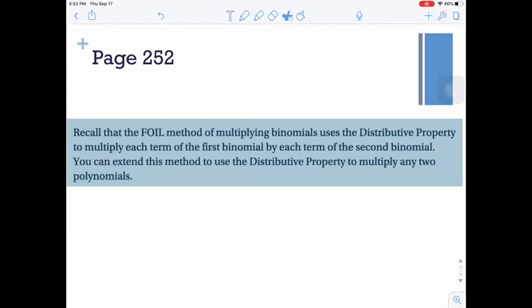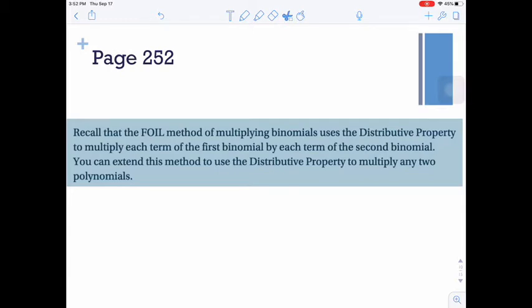Section 4.2, example 3, says on page 252, recall that the FOIL method of multiplying binomials uses the distributive property to multiply each term of the first binomial by each term of the second binomial. You can extend this method to use the distributive property to multiply any two polynomials. Now, the book does this using what they call the distributive property, and then they don't really show you what they did. So I'm not a huge fan of that.